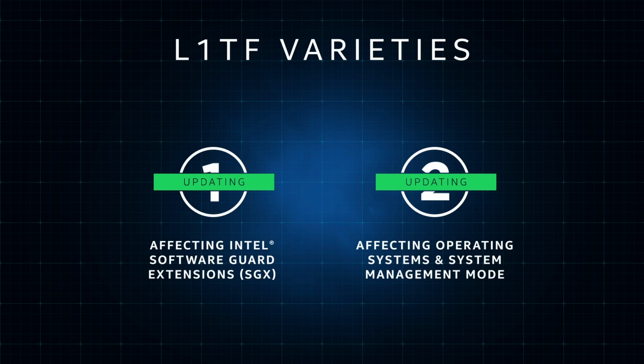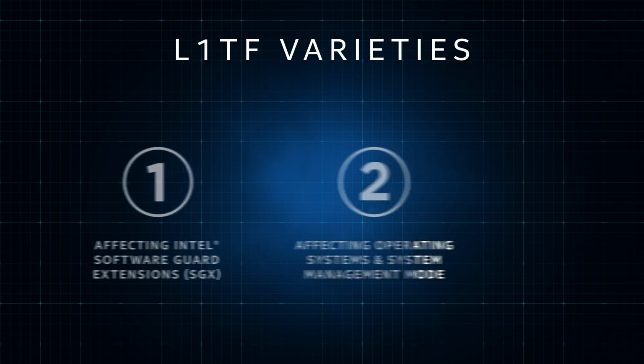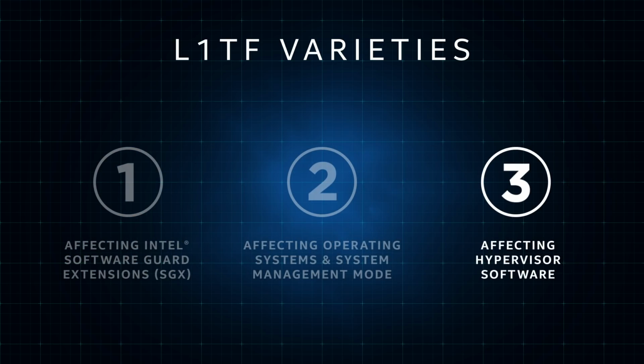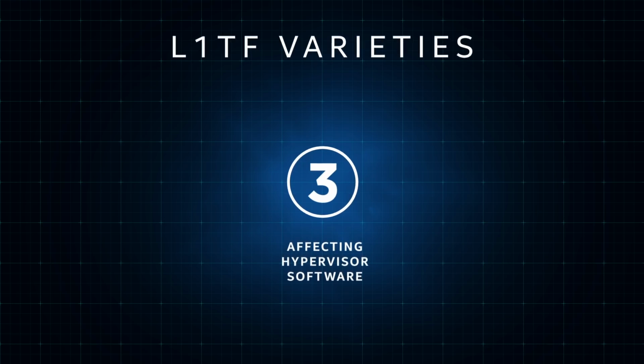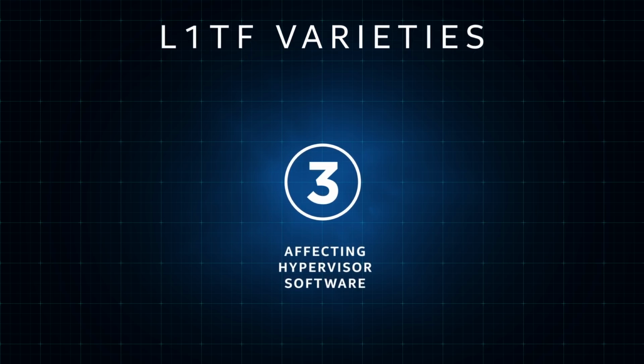The third variety of L1 terminal fault is a bit more complicated and potentially affects only a portion of the market, primarily a subset of data centers using a technology called virtualization. After applying updates, which are available starting today, it may be advisable for a subset of customers in this market to take additional steps to protect their systems. The microcode updates we released earlier this year, when coupled with operating system and hypervisor software updates released by our industry partners starting today, ensure consumers, IT professionals, and cloud service providers have access to the protections they need.